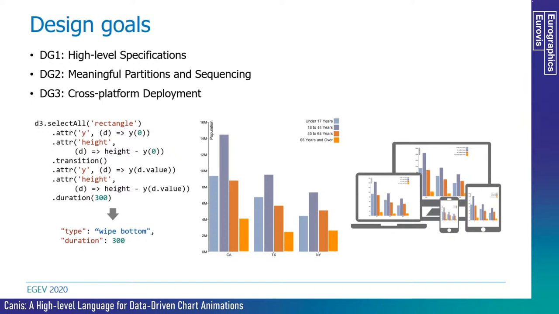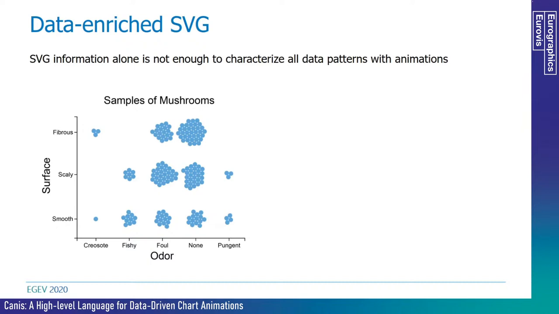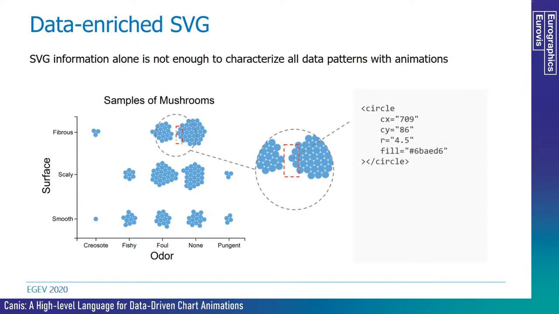A chart animation shows changes of visual marks over time for conveying data patterns of interest. However, sometimes using SVG information alone is not enough, since it is not easy to directly extract accurate data values from the marks. As in this example, sub marks would be misclassified if we partition marks according to their positions. In this regard, Canis uses a data-enriched variant of SVG, which has three additional properties: ID, class, and datum. ID and class provide index and element type, while datum contains the associated data.